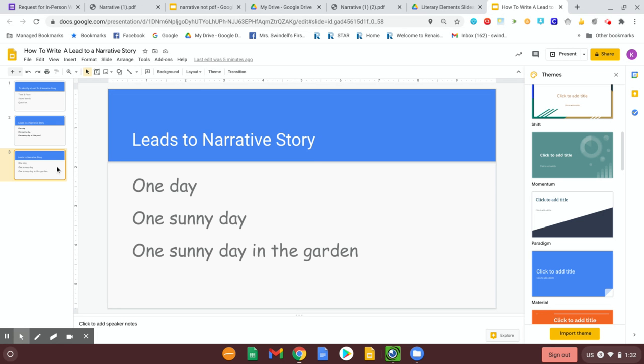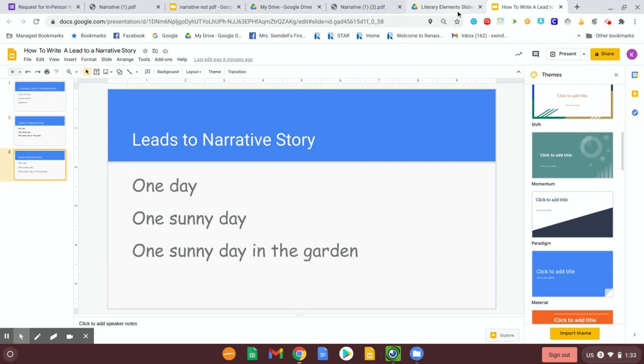But let's say your setting for your story is in a garden or in the field. Some of you might have even written meadow, which is totally fine. I think that's great. So we could start out with one day again, and then we could add an adjective to your day and say one sunny day. That's the time. Now we're going to add the place to our lead. One sunny day in the garden. But if you want to write meadow, that would be totally fine too.